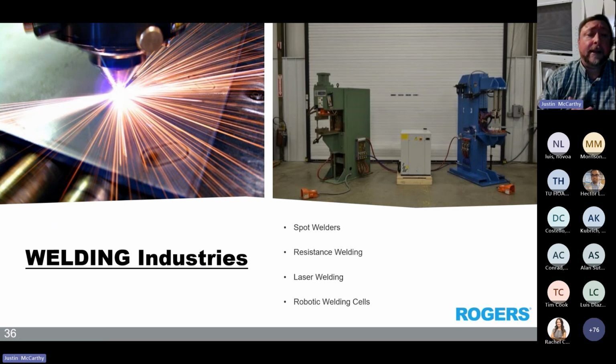Welding industry is probably my number two. Spot welders, resistance welding, laser welding, robotic welding cells are extremely popular right now. We do chillers for cells that have multiple welders. And the idea with cooling welders is we maintain the integrity of the tips. The tips don't burn up by putting through a circulation of chilled water.